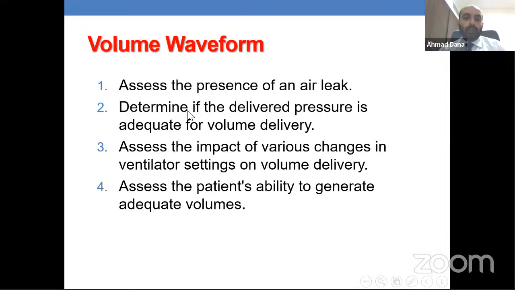So what is the importance of the volume waveform? It helps to check for air leak. We'll get to examples of how it looks. It will show whether the pressure you give is achieving the volume you want. It assesses the impact of various changes in the ventilatory settings on volume delivery, and assesses the patient's ability to generate adequate volume. So this is how the volume waveform helps.